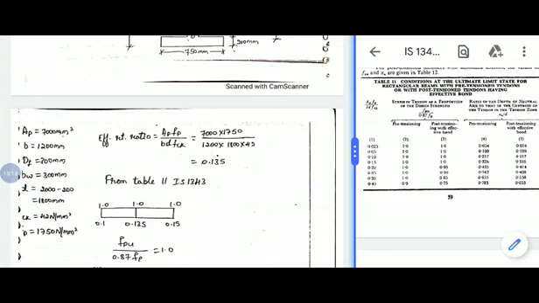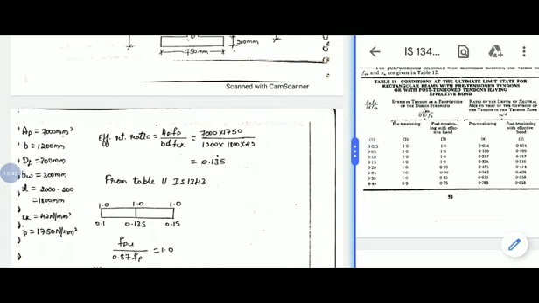Effective depth. Here the location of the tendons is 200 mm from the soffit, that is from the bottom of the beam. The remaining portion will be the effective depth of the beam. So overall depth is 2000 minus position of tendon 200, we will get 1800 mm as the effective depth.